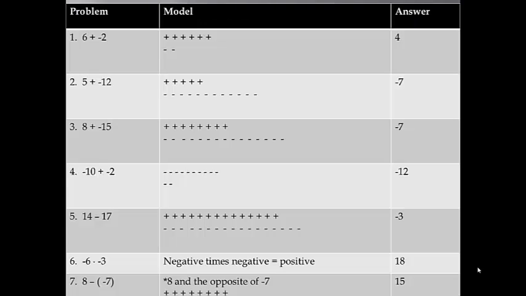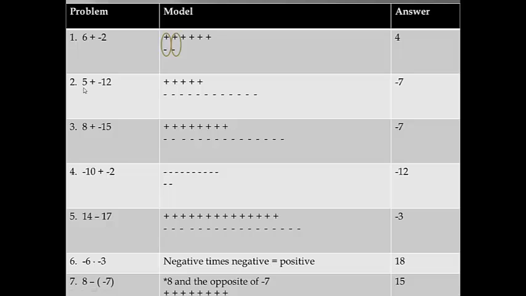Number 1, 6 plus negative 2. You need to make sure that you modeled this in some shape or fashion. We have 6 positives and 2 negatives. We need to make sure that we circle the 0 pairs. So in this case, I can only circle 2, which leaves me with an answer of 4 positives. So my answer is 4.